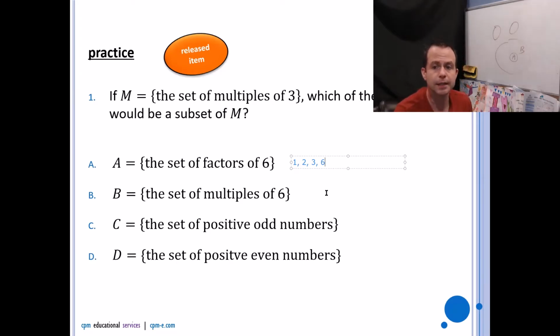Okay, the set of multiples of 6. Well, what would that look like? That would look like 6, 12, 18, 24, and so on. All of those are multiples of 3 as well.